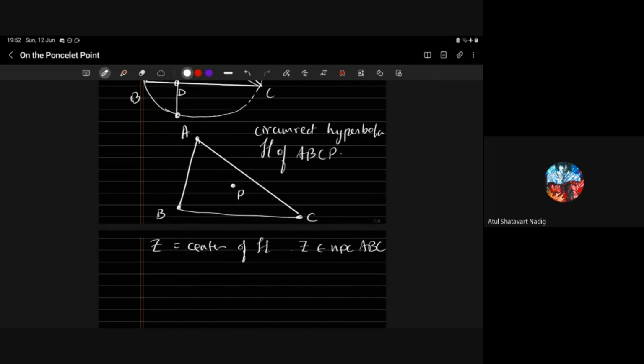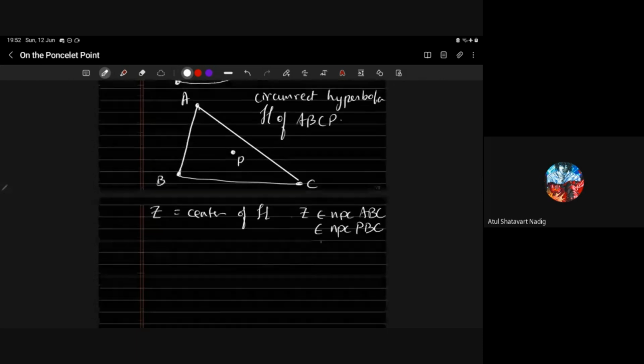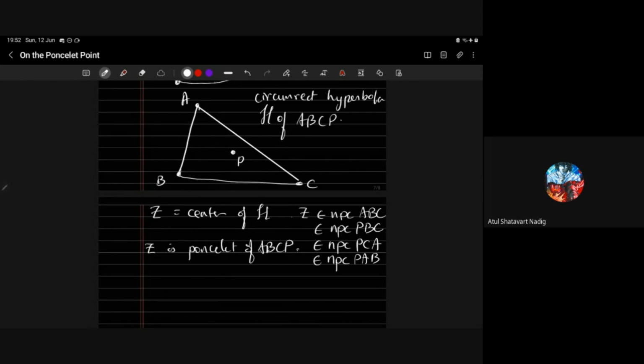So Z will also belong to the 9-point circle of PBC. It also belongs to the 9-point circle of PCA. And it also belongs to the 9-point circle of PAB. So this means that Z is the Poncelet point of ABCP. Okay, it's a cute result. That Poncelet point is the center of the circumrectangular hyperbola to the 4 points.